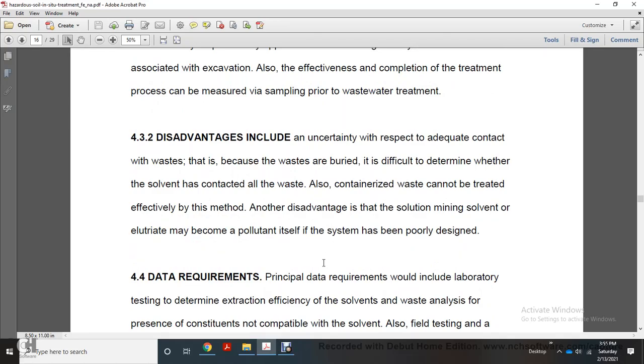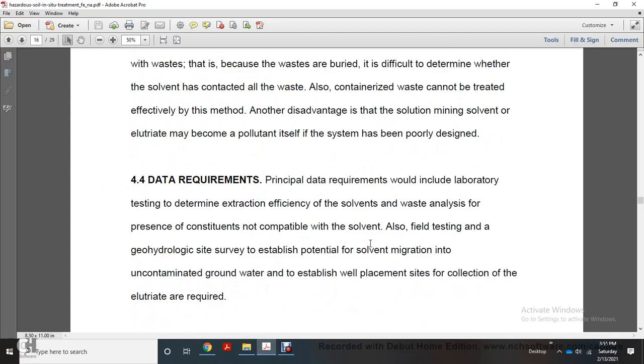Disadvantages: uncertainty with respect to adequate contact with the waste, because the waste is buried. It is difficult to determine whether the solvent contacted all the waste. Not all containerized waste can be treated effectively by this method. Another disadvantage is that the solvent may itself become a pollutant if the system has been poorly designed.